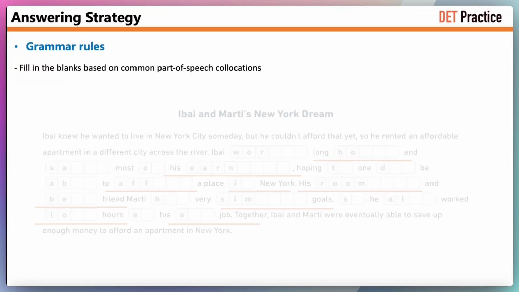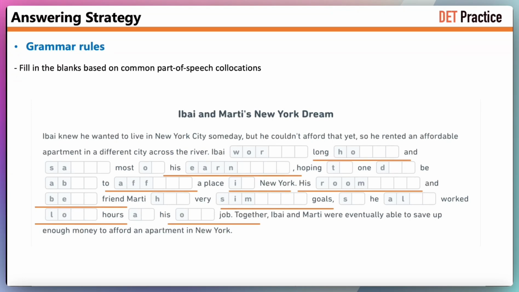First, we'll read the title, "Ibai and Marty's New York Dream." This might be a story about overcoming challenges or striving for success. Let's examine the first and last sentences. The first sentence says, "Ibai knew he wanted to live in New York City someday, but he couldn't afford that yet, so he rented an affordable apartment in a different city across the river." The last sentence reads, "Together, Ibai and Marty were eventually able to save up enough money to afford an apartment in New York." It seems to have a happy ending, so this is likely an inspiring story.